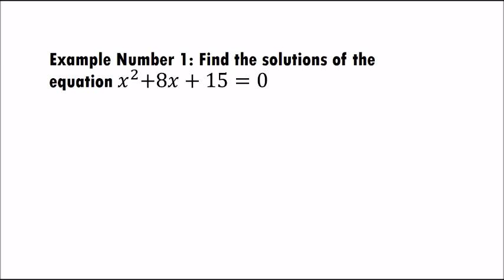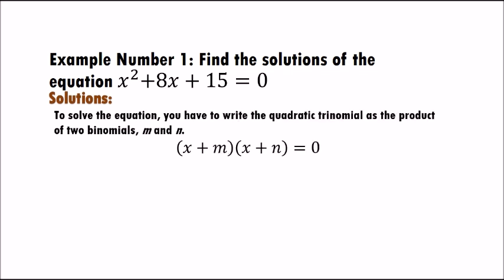Sa ating unang example, find the solutions of the equation x squared plus 8x plus 15 equals 0. To solve the equation, you have to write the quadratic trinomial as the product of two binomials, m and n. So, dito, hahanapin natin yung value ni m at saka ni n. So, kung napapansin nyo, nasa standard form na siya. So, wala nang transpose na magaganap.